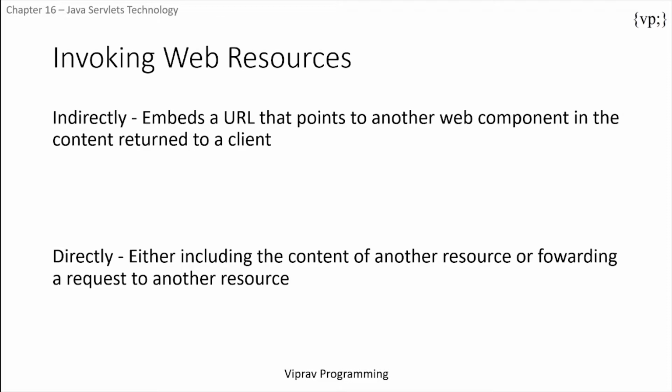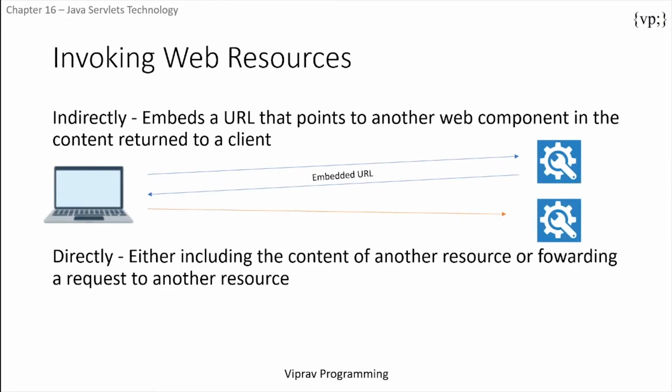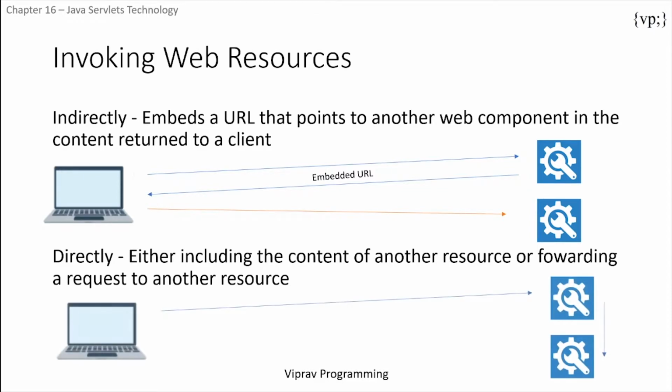Sometimes you may want to transfer the control of the request to another web component when the current component is done with it. Here you would use the forward method of the request dispatcher. This sends the request to another web component and lets it deal with the response. Over here, you'll see that the indirect way is to send an embedded URL and it will go to here. And directly is going to a different service without telling your client that you're going to that service.